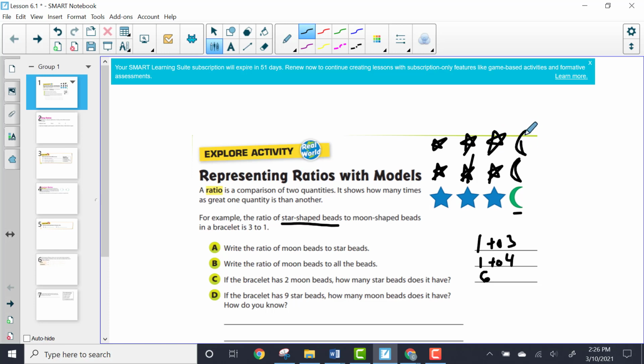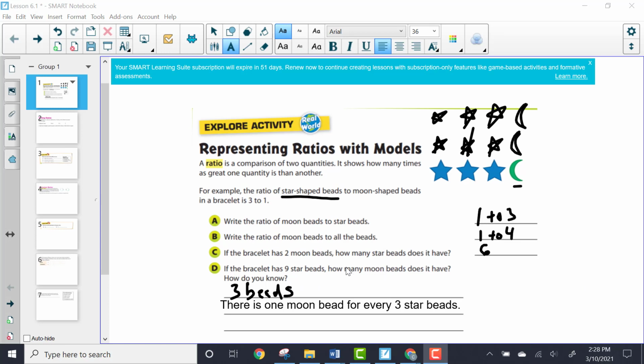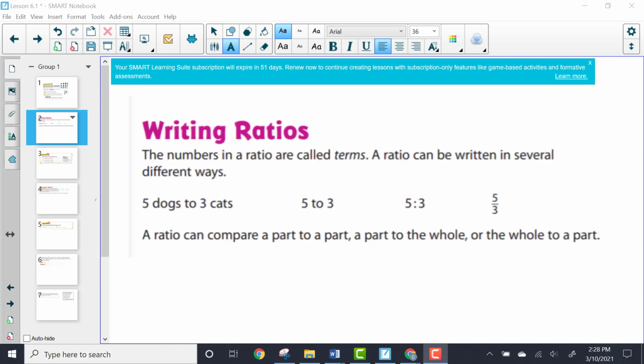You can just write it out just like that. So total of 9 star beads. Now, how many moon beads does it have? We can see it's a total of 3 beads. And then figuring out how do we know that? There's 1 moon bead for every 3 star beads. So if there's 9 star beads, there would be 3 moon beads. So let's continue on page 150.